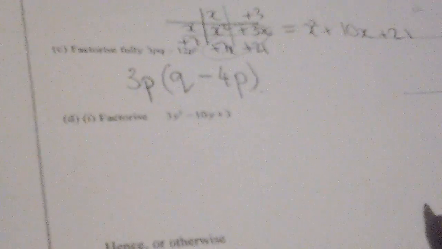I've got 3p. To make 3pq, I'm just going to need a q. I've got a minus, and this one's a positive, so I'm going to have a minus there to make that work. To get 12, when I've got 3, I'm going to need 4, because 3 times 4 is 12. I've got p, but I want p squared, so I'm going to have to put another p, and that's that done.